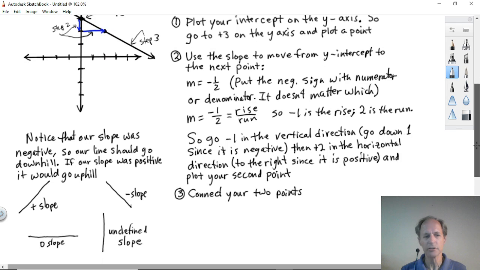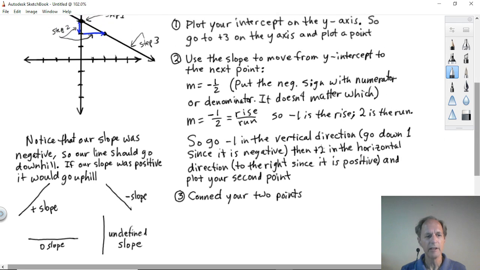In this little picture, you have a positive slope, it's uphill. A negative slope, it's downhill. Zero slope looks like this. Zero slope because there is no rise. The rise is zero. It's not going up or down at all. It's flat. And undefined slope is straight up.